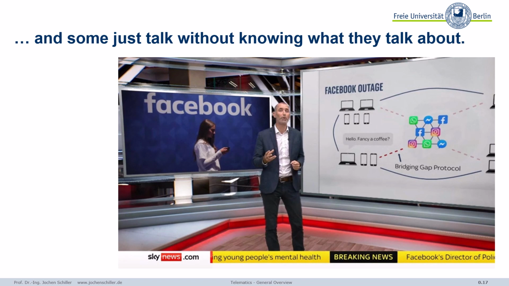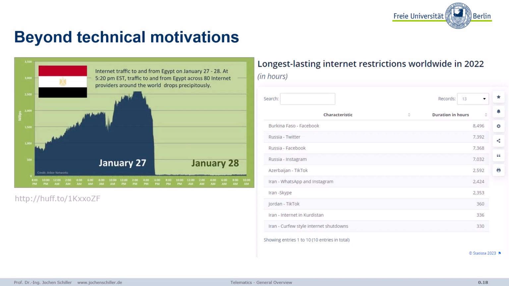Okay, so we have certain technical issues in the internet, but we have also many political issues. Think back of the Arab Spring, we had a sudden shutdown of the internet. So there are also political issues when it comes to internet connectivity.